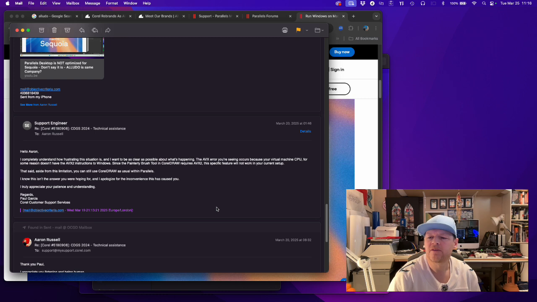Hi, Aaron. I completely understand how frustrating this situation is. I want to be as clear as possible about what is happening. The AVX error you're seeing occurs because your virtual machine's CPU, for some reason, doesn't expose the AVX2 instructions to Windows. Since the Painterly brush in CorelDRAW requires AVX2, that specific feature will not work in your current setup. That said, aside from this limitation, you can still use CorelDRAW as usual with Parallels.